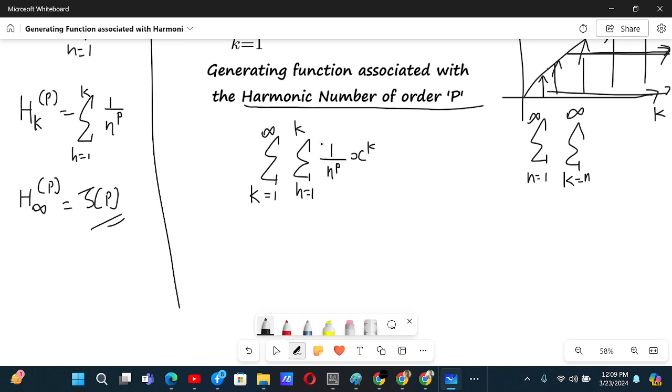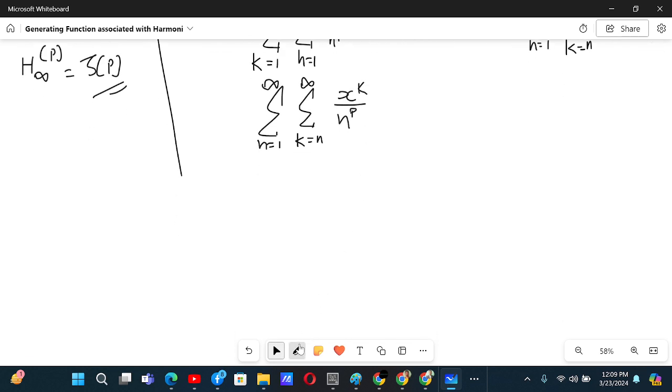Ideas like introducing integrals and then swapping the integrals, or introducing sums and swapping the sums, most of the time make things simpler, and that's a really beneficial tool. That's what we are going to use here. The sum from k equals n to infinity of x to the power k by n to the power p. We also need to care about convergence issues, but that's fine here. Since this sum is over k, 1 by n to the power p is just a constant.